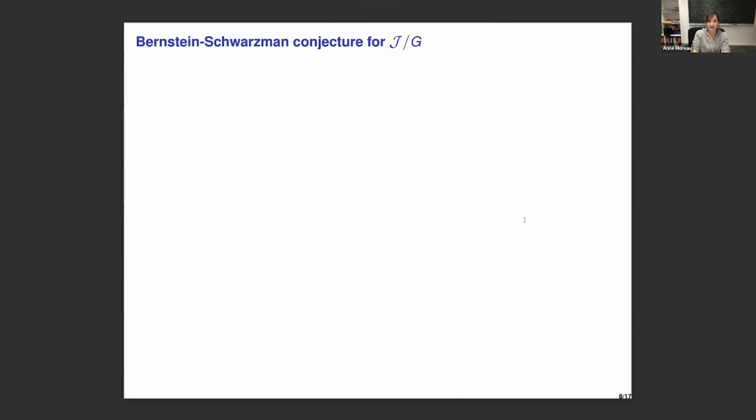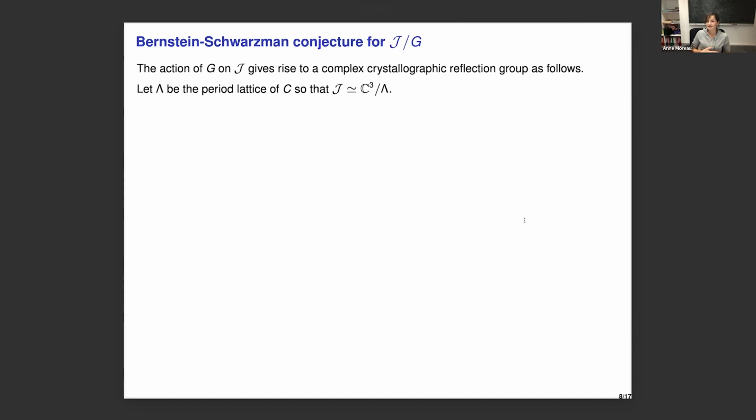All right. So now I would like to explain why our result is part of this conjecture, because as you remember, I consider a quotient of the Jacobian by the finite group. So in principle, it's not related. But now I notice that the action of the finite group G on the Jacobian gives rise to a complex crystallographic reflection group as follows. Let's consider the period lattice of C. Then J is just a quotient of C^3 by this lattice. And now we notice that the quotient I consider in the main theorem is isomorphic to this quotient, where gamma is a split complex crystallographic reflection group. So here lambda is identified with a subgroup of translations, and G is the linear part of this group.